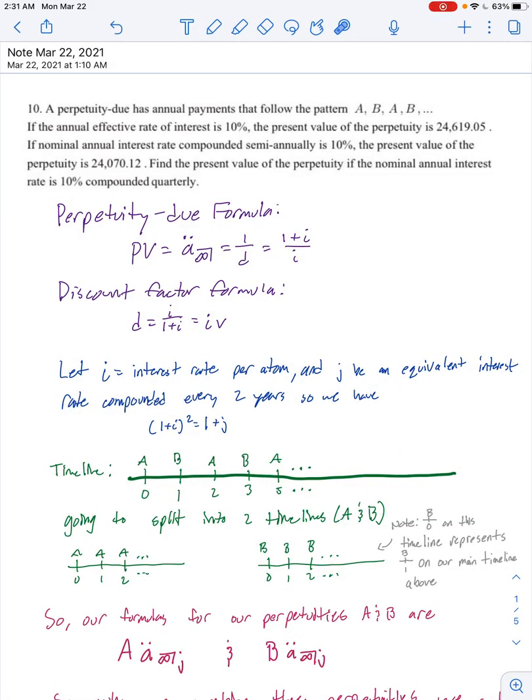Hi, my name is Rachel and I'll be doing batch 2, problem 10. So I pasted the problem right up here. You can take a second to read it.